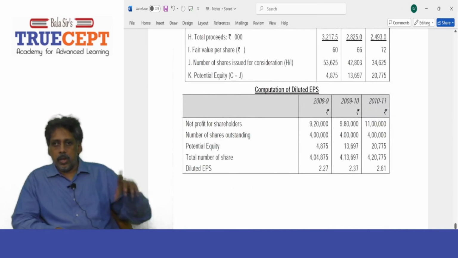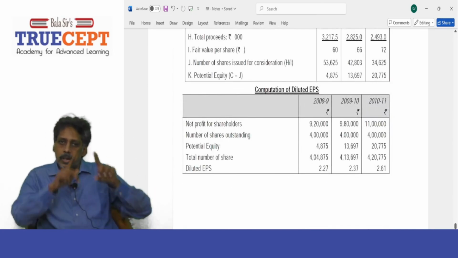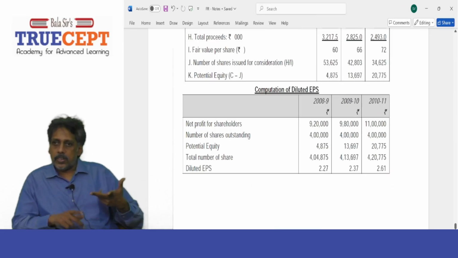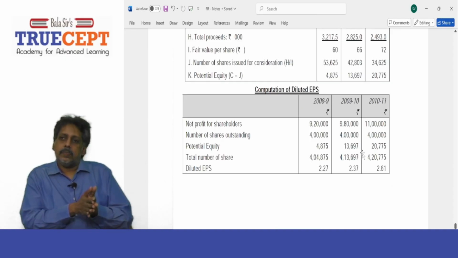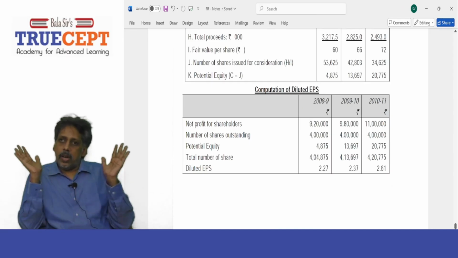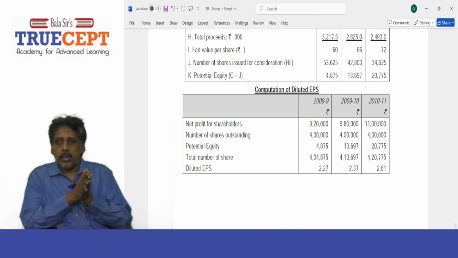What you should do is take the profit computed earlier, in another table. How much for the first year? 9,20,000. Second year, 9,80,000, and 11 lakh. And the number of shares will be the 4 lakh taken for basic EPS plus another 4,875, 13,697 and 20,775. When you divide the profit by the number of shares, you get the EPS.